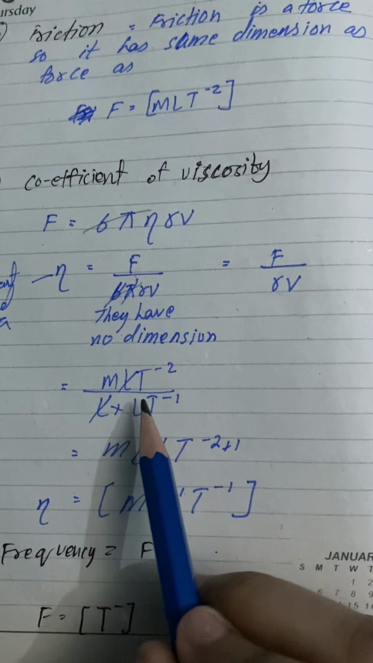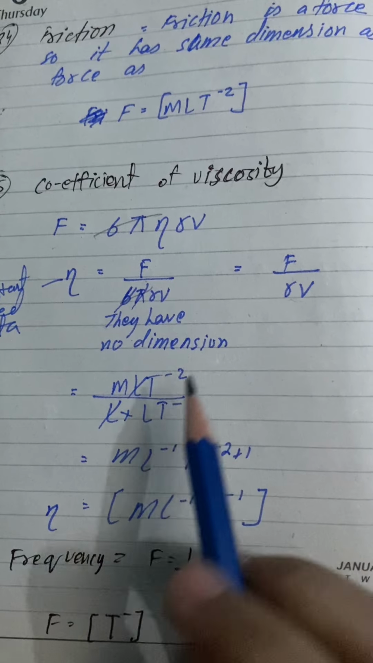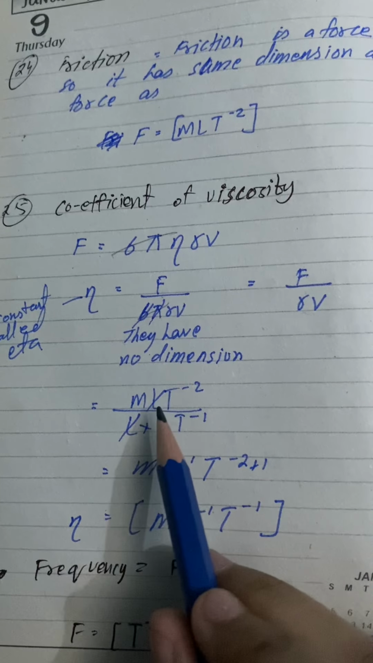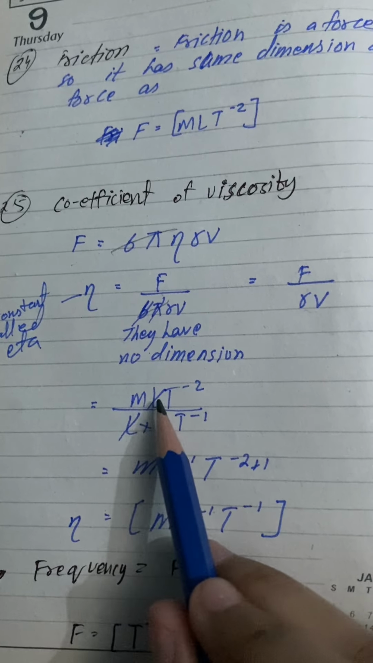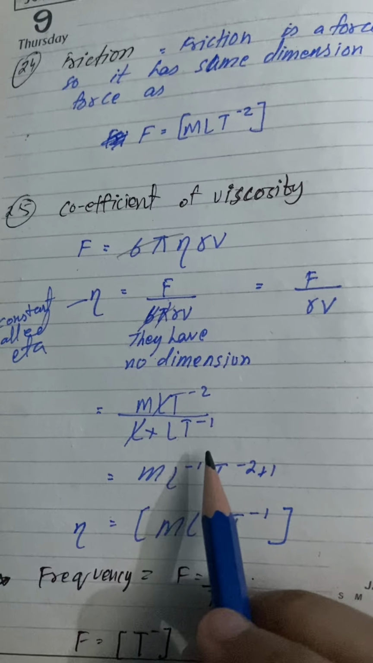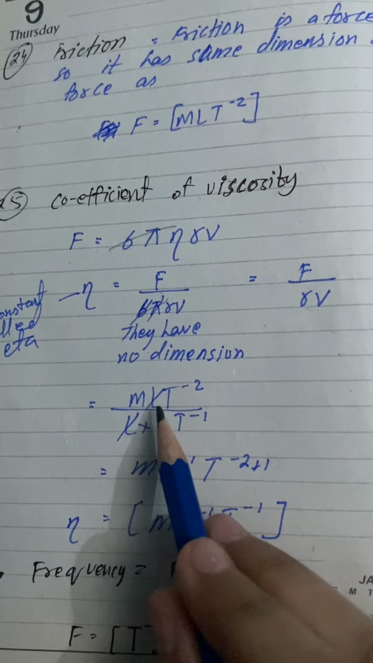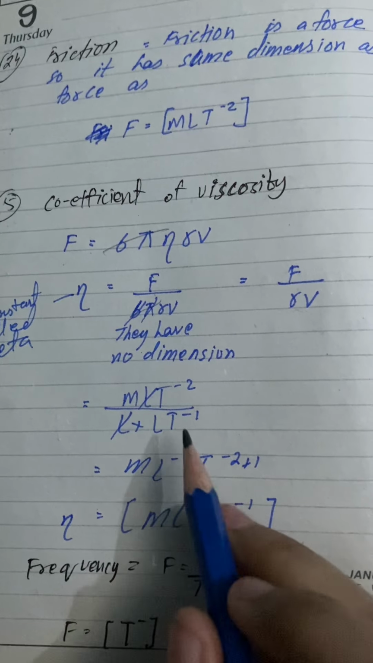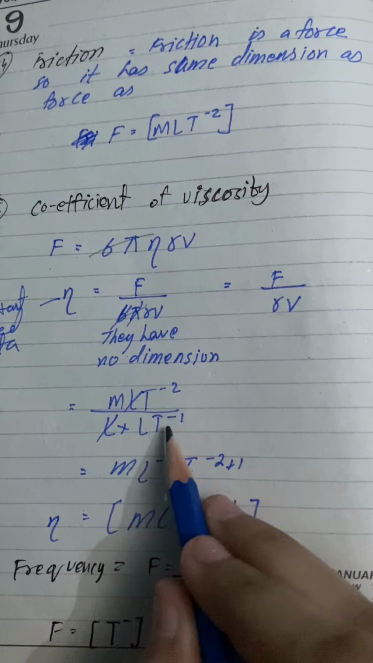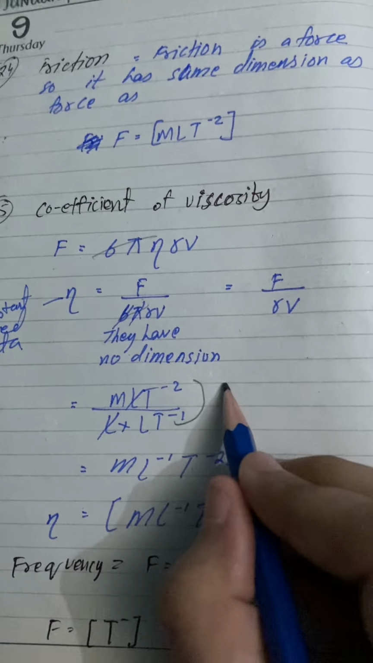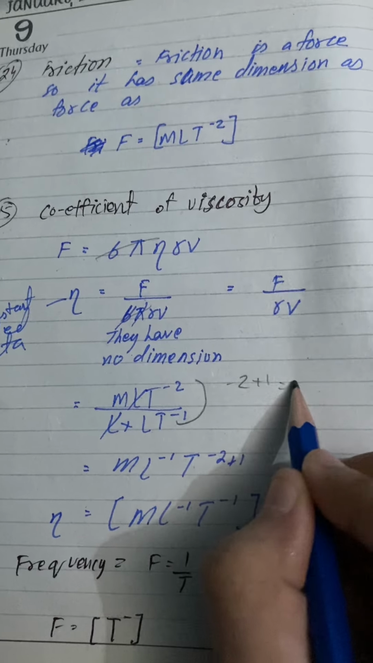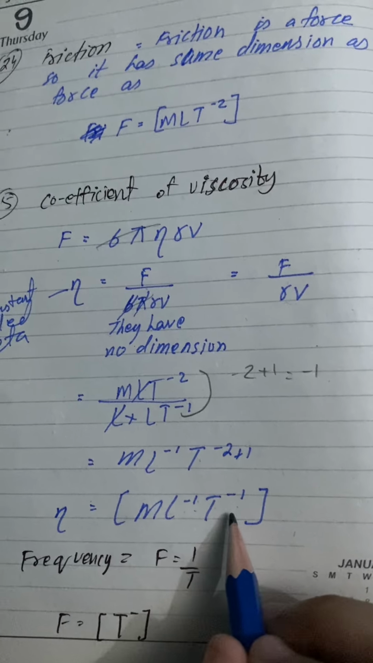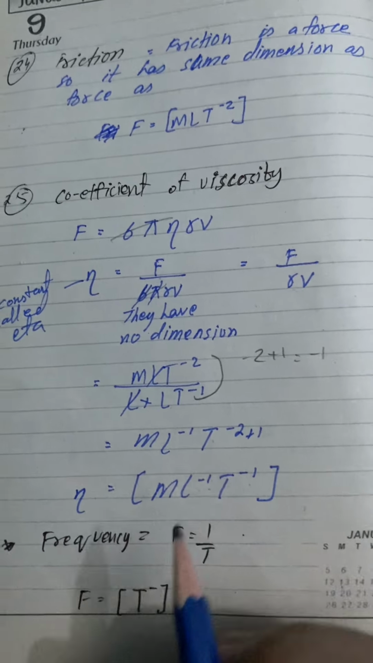So force is equal to M LT minus 2, and R is equal to L, and V is equal to LT minus 1. So 1L and 1L will be cancelled. 1L is remaining here, so it will be M L minus 1 and T minus 2. This minus power will be adding in this, so minus 2 plus 1 is equal to minus 1. So M L minus 1 T minus 1 will be the dimension of coefficient of viscosity.